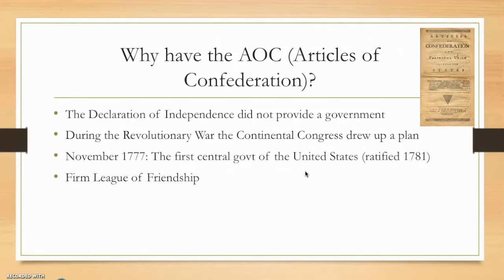So why implement the Articles of Confederation? Like we just stated, the Declaration of Independence did not provide a government for America. So during the Revolutionary War, this was still going on at the time, the Continental Congress drew up a plan. November 1777, the first central government of the United States, which was ratified, also meaning approved, in 1781, became our first government or constitution. It was known as a firm league of friendship. It wanted to create a firm league of friendship between all the states, but you're going to see that it did not do so.